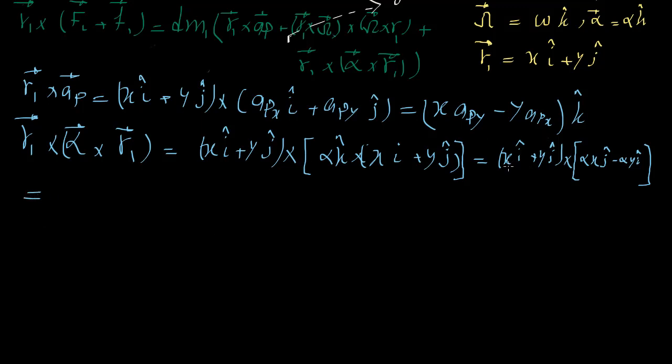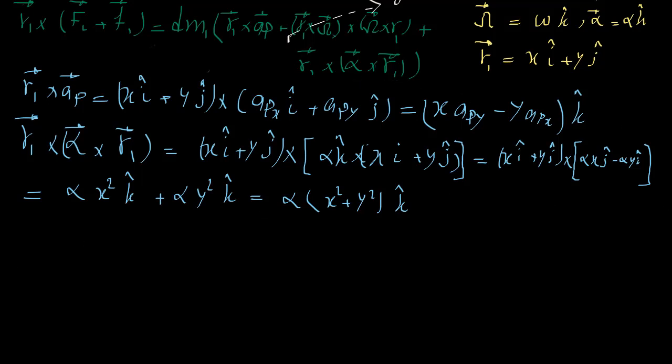So here, this would be x cross, i cross j would be k, so that would be alpha x squared in the k direction. And i cross i is 0, j cross j is 0, j cross i, that is minus k. And we have a minus sign here, so this would be plus alpha y squared k. So this is basically alpha x squared plus y squared in the k direction. Okay, good. So now we calculated all of these terms, R1 cross a_P and also R1 cross alpha cross R1.